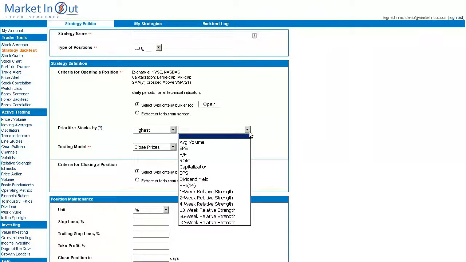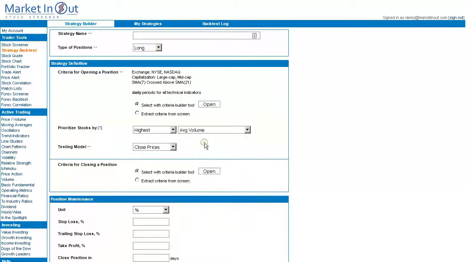I set this parameter to be the highest average volume value. In this case, for example, if there are 5 vacant positions in the portfolio, then only the 5 stocks with the highest average volume will be added by the trading simulator.